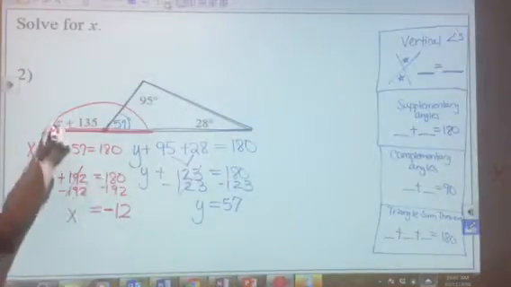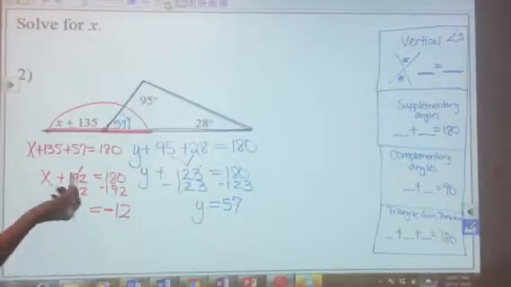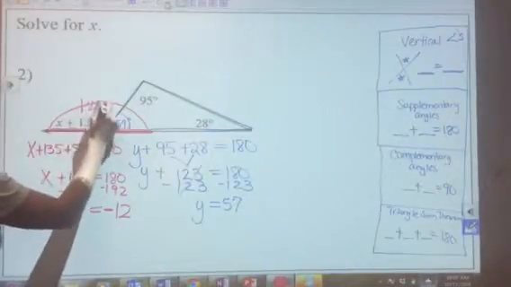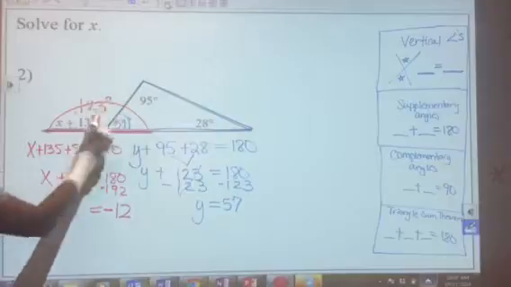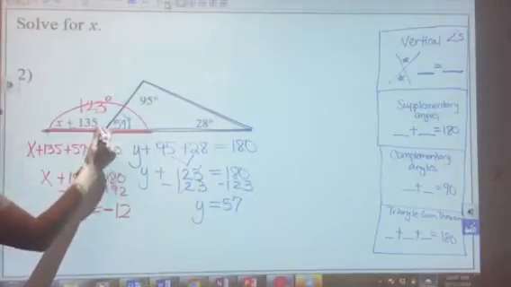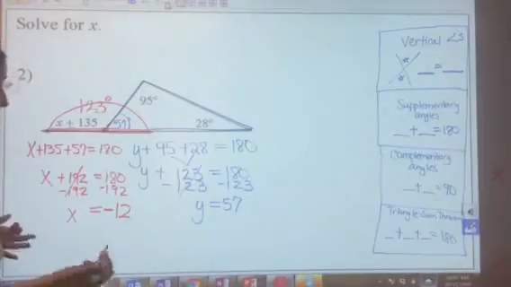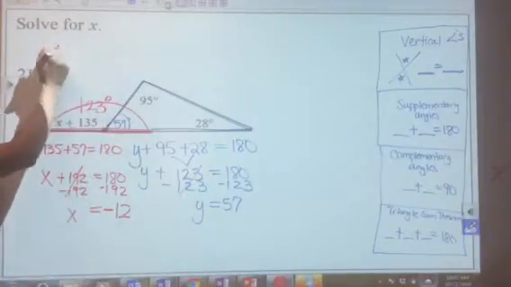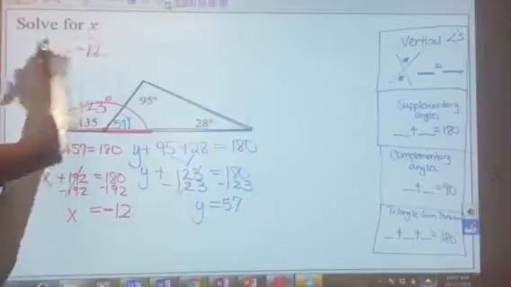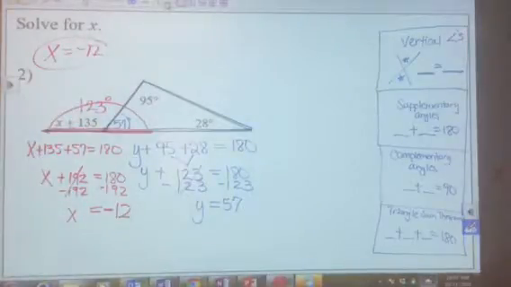So if x equals negative 12 plus 135 is 123. So the measure of the angle is 123 degrees, and 123 plus 57 does in fact add up to 180. But if it said solve for x, then we're looking for x's value, which is negative 12.